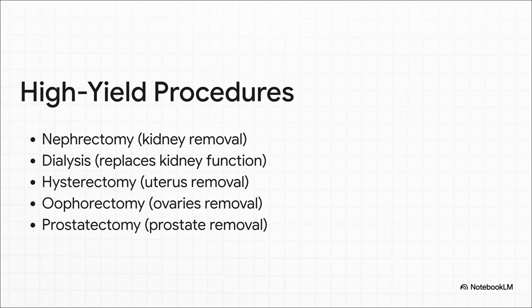And here is exactly how we treat those pathologies. Notice the medical terminology at play here, guys. That suffix, ectomy, it always means surgical removal. So a nephrectomy removes the kidney, a hysterectomy removes the uterus, an oophorectomy removes the ovaries, and a prostectomy removes the prostate. For something like chronic kidney failure, well, that's where dialysis steps in to replace those heavy lifting kidney functions we were talking about earlier.